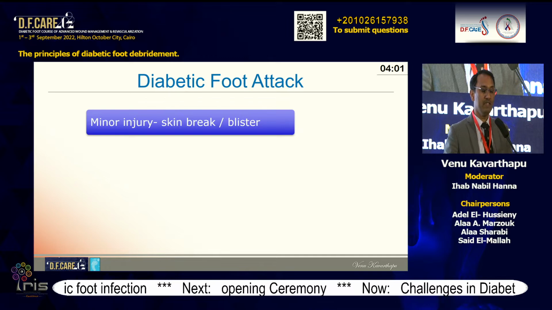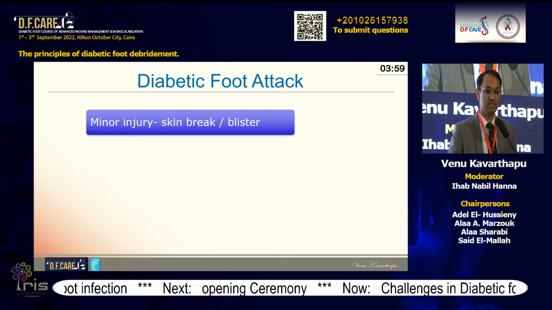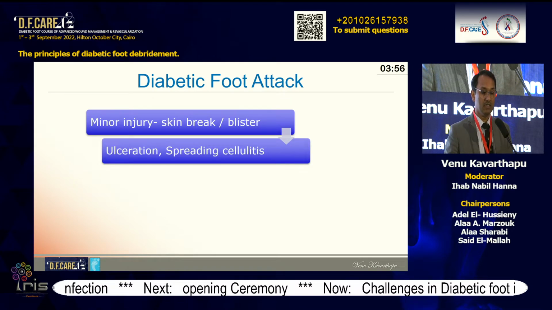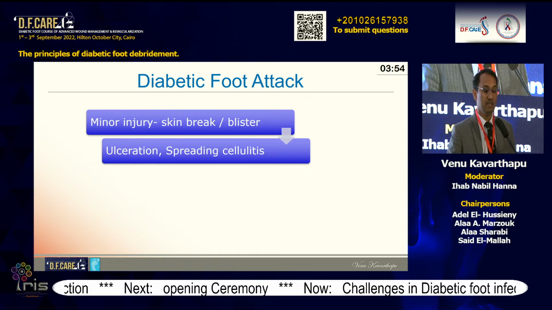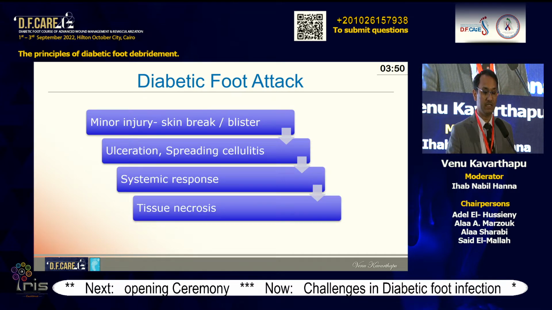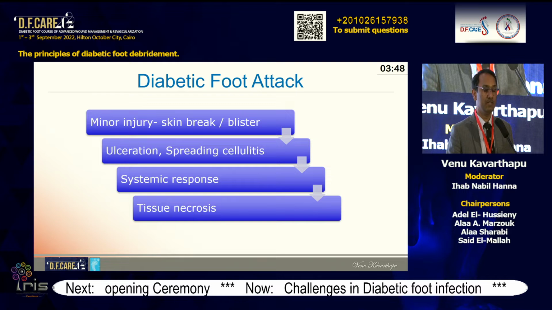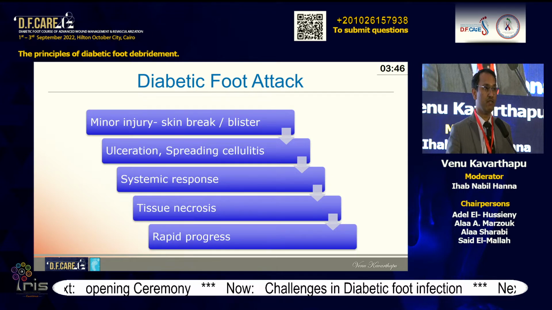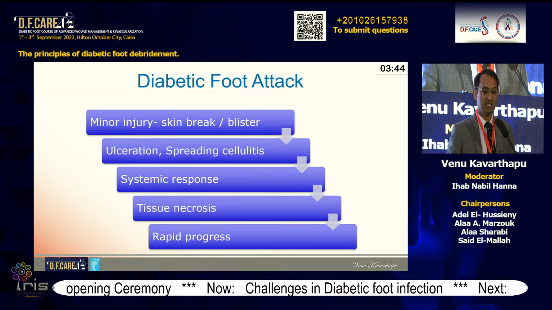So what happens here is that there's often some minor injury, skin break, blister, that ulcerates, but on this occasion, cellulitis spreads. And there is, in delayed presentations, tissue response, and you can physically see the tissue necrosis, and that rapid progression is the diabetic foot attack.